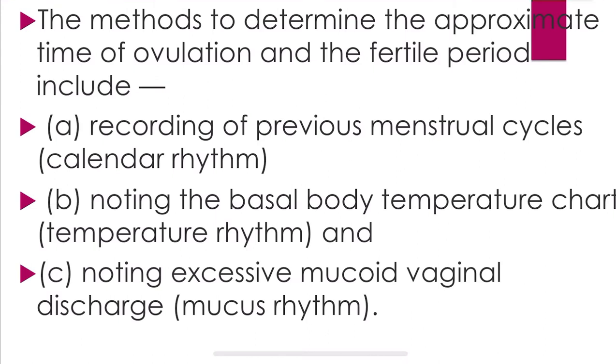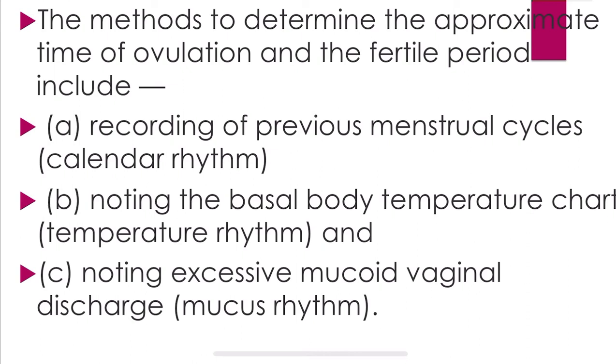The methods to determine the appropriate time of ovulation and the fertile period include the following. Now, how does the woman know her fertile period? How does she determine the time of ovulation? To determine this, there are a few methods. The first is recording the previous menstrual cycles, the calendar rhythm. In the calendar she can mark her menstrual cycle when it is occurring, the first 7 days, and accordingly she can calculate her fertile period.